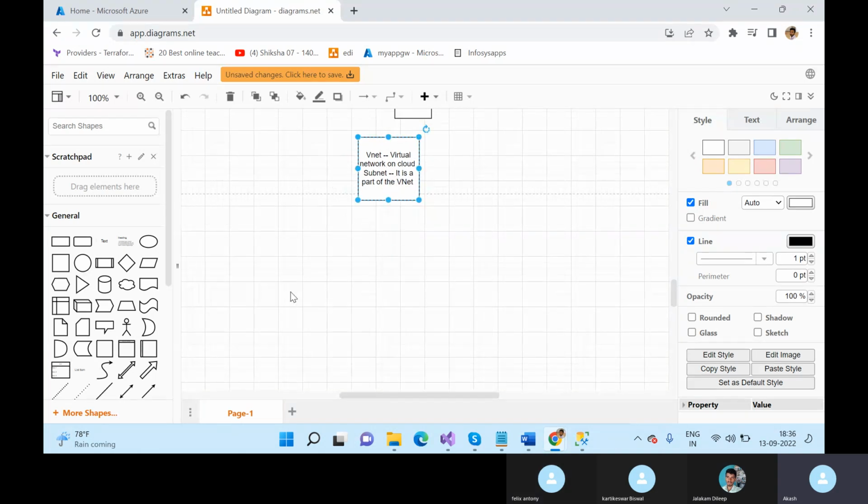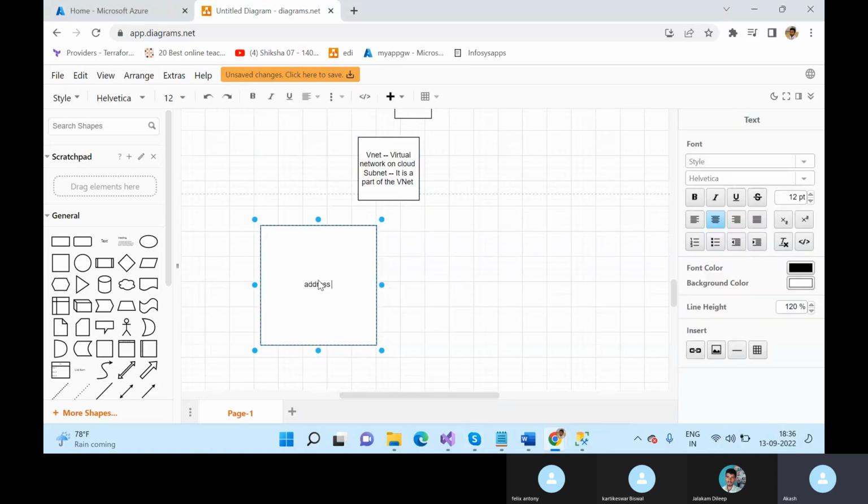Within that, what we are going to do is determine something called an address space. Address space is nothing but how many IPs, or how many number of IPs.